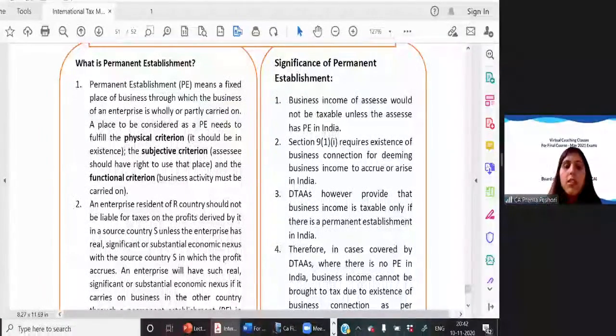Is it clear? And if there is no PE in India, if a foreign company does not have any permanent establishment in India, say it does not have any branch in India, then though there could be a business connection, say for example a foreign company is selling goods in India, a PE is not constituted because there is no branch in India. And then in that case, the income will not be taxable in India. If there is no PE, no income will be taxed in India. Clear? Is it clear? Any doubt?